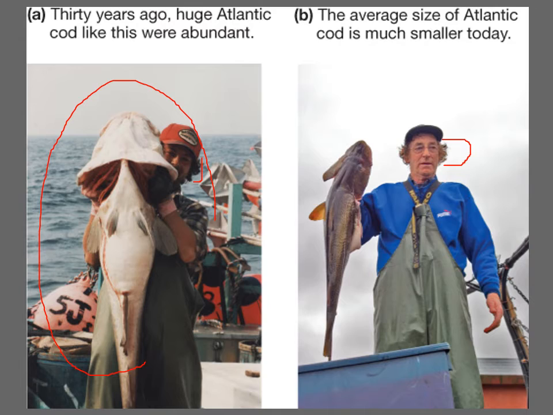The average size of Atlantic cod is much smaller today, and that's not because the environment is terrible for it to grow in. It's because we imposed selection for smaller body size to mature earlier so they could still reproduce.